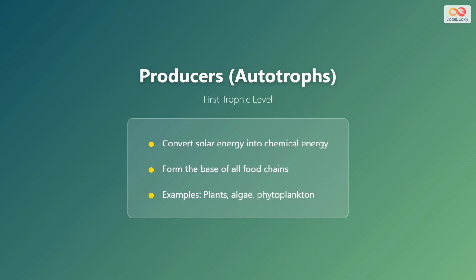Producers, also called autotrophs, occupy the first trophic level. They have the remarkable ability to convert solar energy from the sun into chemical energy through the process of photosynthesis. Producers form the base of all food chains because they create the energy that supports all other life forms. Common examples of producers include plants like trees and grass, algae in aquatic environments, and microscopic phytoplankton in the ocean. Without producers, no ecosystem could exist.